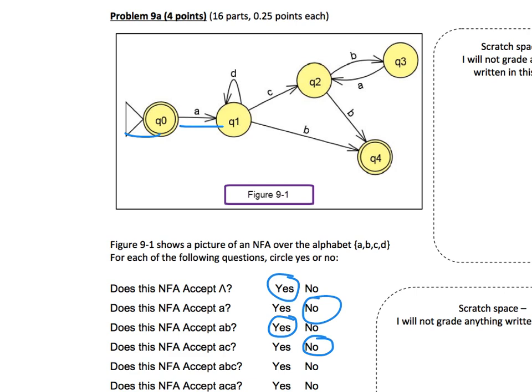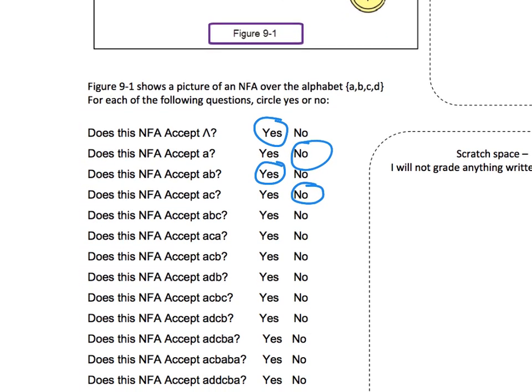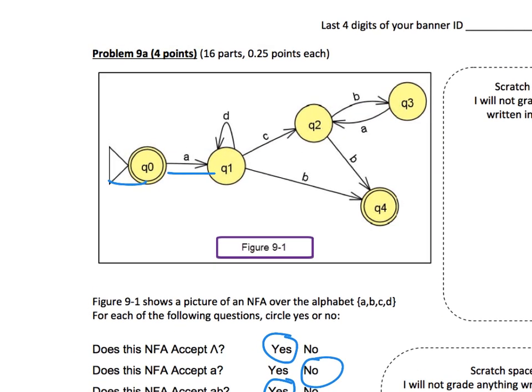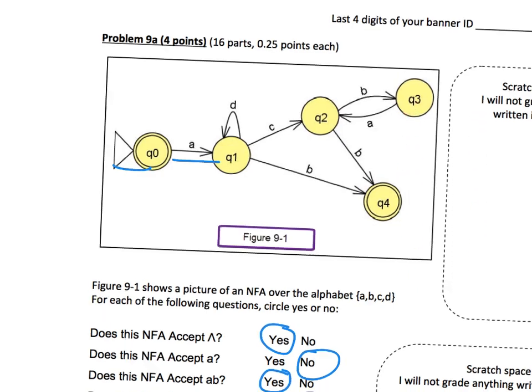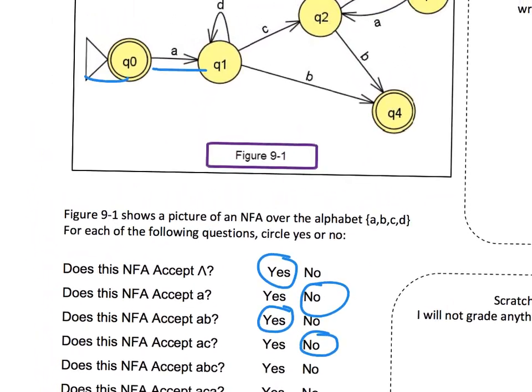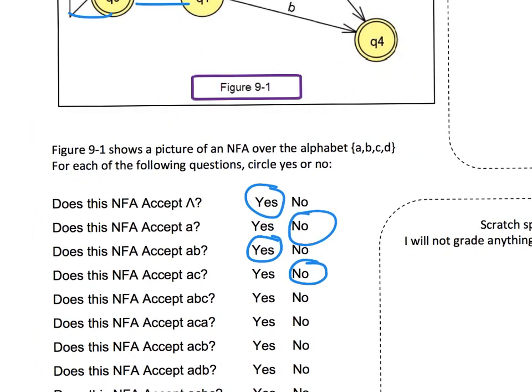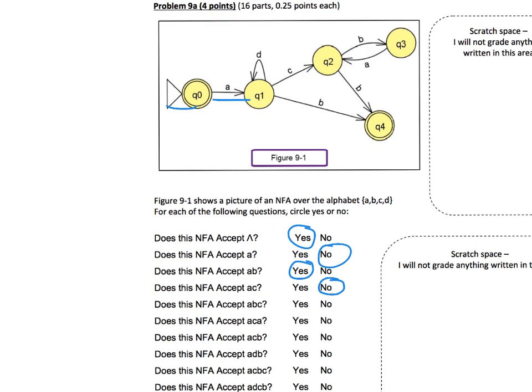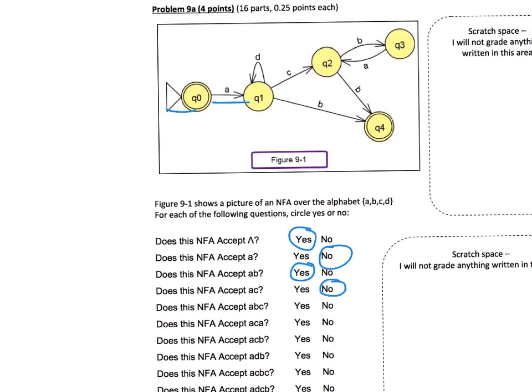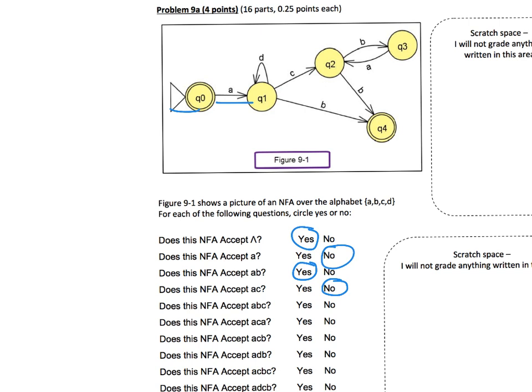What else have we got here? We have to look for ABC, ACA, ACB. Let's see. ABC, we have to go here, and then there's no C, so we're not so good. But ACB we can do, right? So we can do ACB, but not ABC. Let's see if we can fill these in. So we said ACB is okay, but not ABC. I'm not very good at this. Let's do them in order. A, B, C was a no.